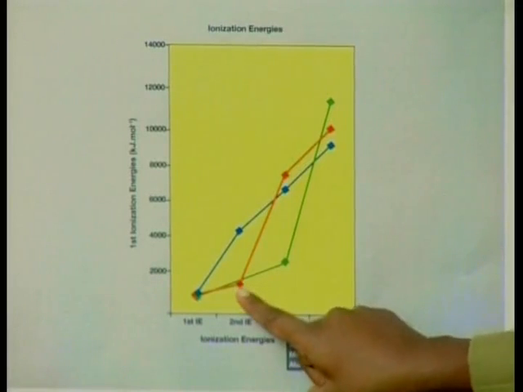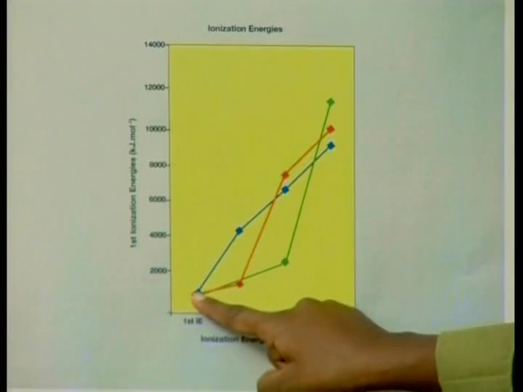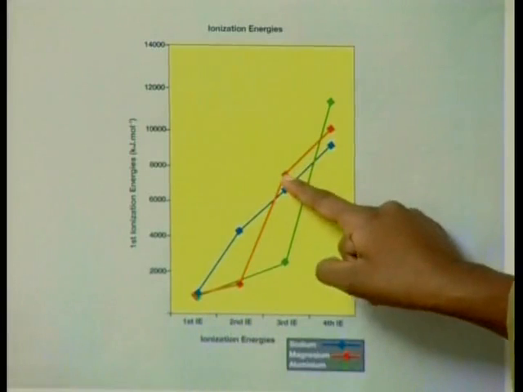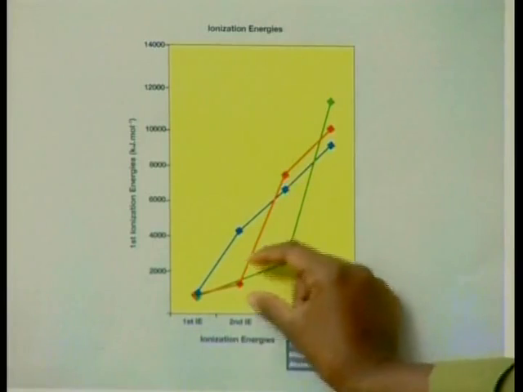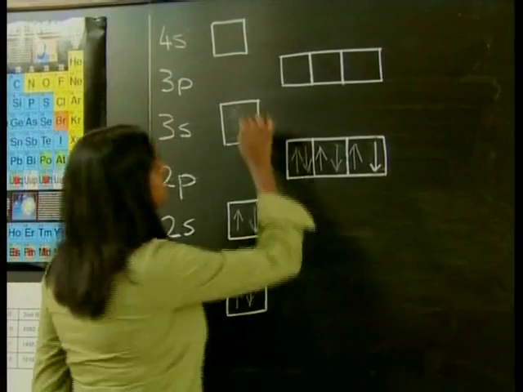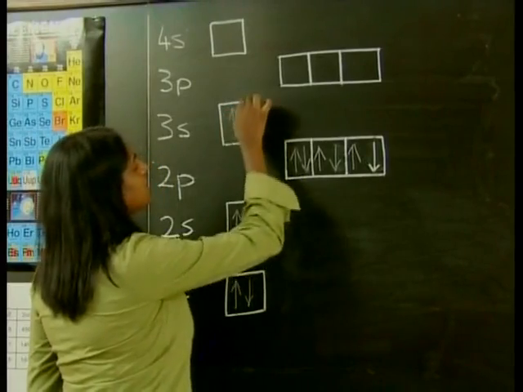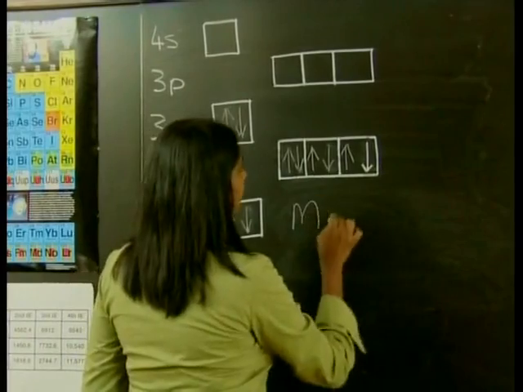Here, the energy required to remove the second electron is not much more than the value of the first ionization energy, but the third ionization energy for magnesium is 5 times more than the second ionization energy. To explain this difference in ionization energies, let's look at the energy level diagram for magnesium.